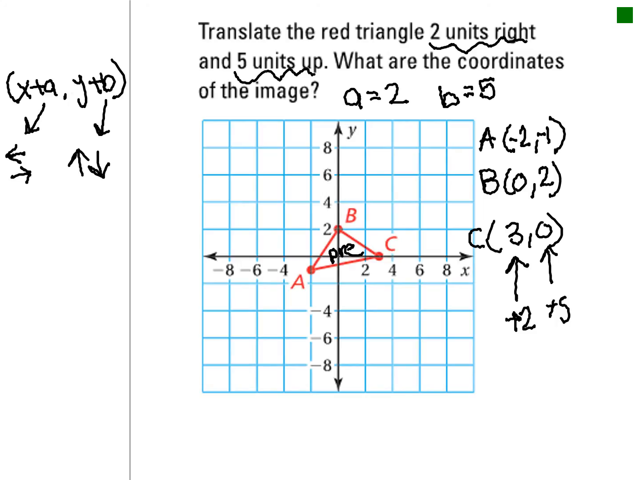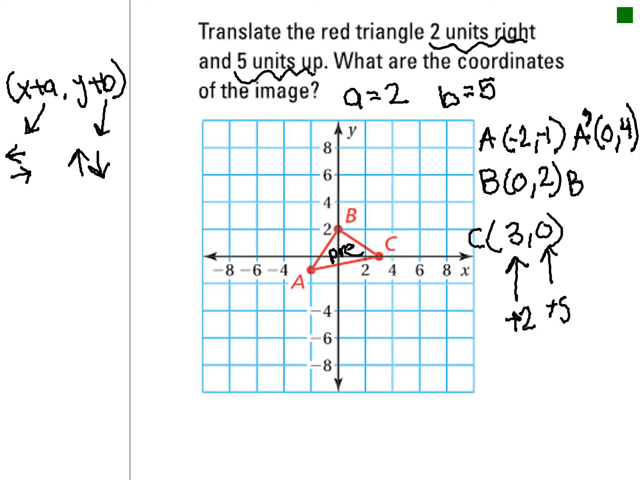I'm going to rewrite our image, and here's how we symbolize it using math. We put this little apostrophe, not a 1, it's supposed to be an apostrophe. A apostrophe, the image of A, is -2 plus 2 is 0, -1 plus 5 is 4. Our image for A is (0, 4).